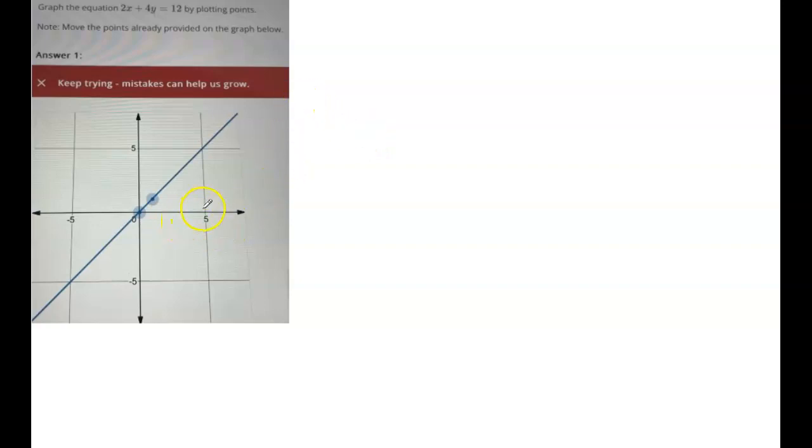To graph a line, we need to find 2 points, and this problem should already start with 2 points listed there. You just need to drag them until they're points that are on this actual line. So 2x plus 4y equals 12.